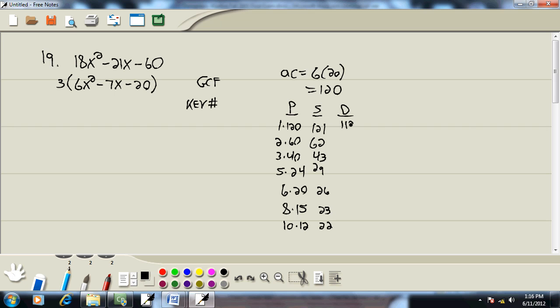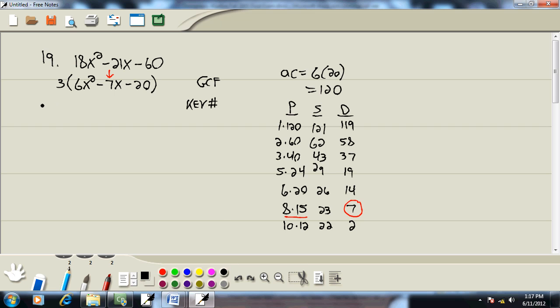120 minus 1 is 119. 60 minus 2 is 58. 37. 19. 14. 7. And 2. Now the number we're looking for is the number in our middle term, which is a 7, which is right here, which means I'm going to use 8 and 15.